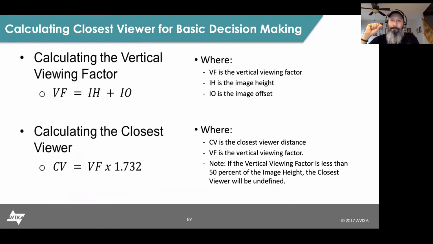Got it. So I use that viewing factor, image height plus offset, times 1.732, the tangent of the inverse of the angle, and that's going to give me that 30 degrees no matter how high up it goes. So closest viewer, viewing factor times 1.732, and I get the 30 degrees, and that gives me how far forward or far back my closest viewer will be. And this is all integrated in that calculator.